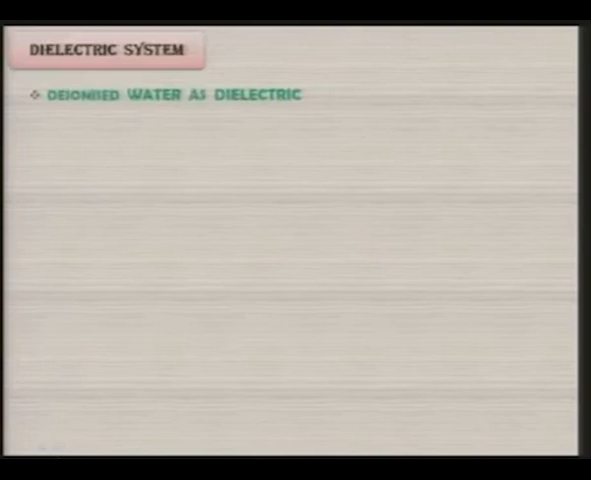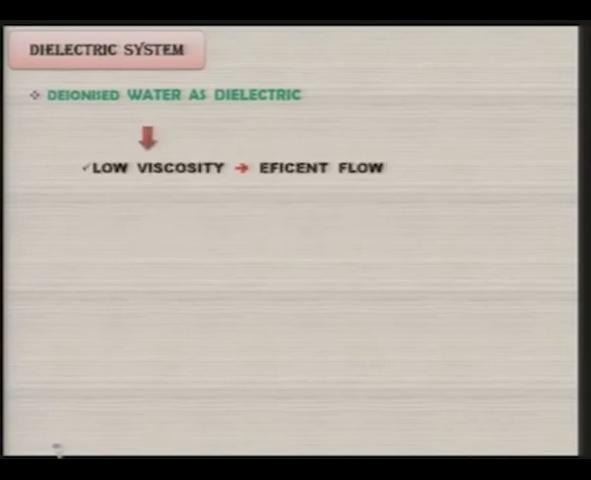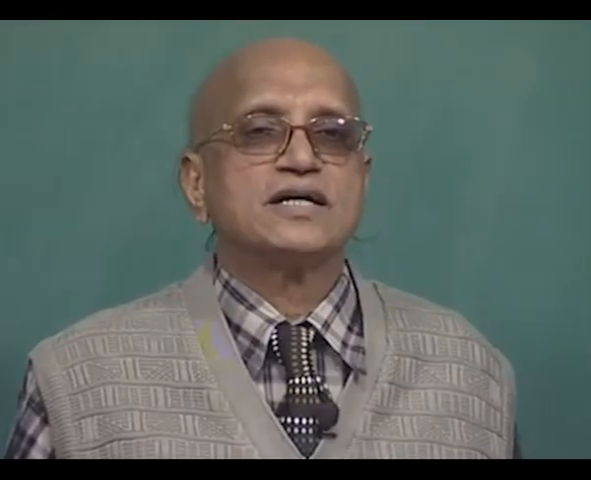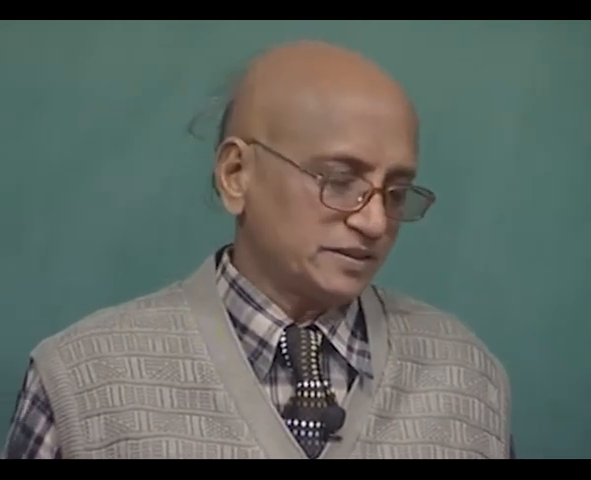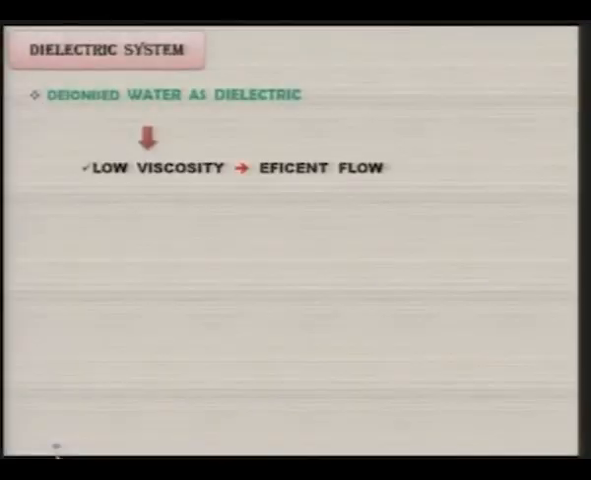There is a dielectric system which utilizes deionized water as the dielectric. Deionized water has low viscosity, so that it is able to flow in the intricate shapes or the zones between the wire and the workpiece, and if it can flow there, then sparking will take place in that particular complicated zone and machining will take place.